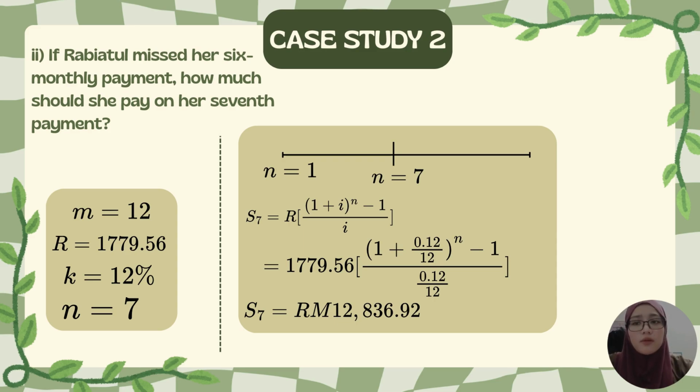For the formula, I will be using S equals R open square bracket 1 plus i close bracket raised to the power of n minus 1 divided by i close square bracket. So, we're just going to replace the information we classified into our formula and proceed with our calculation to get our answer. So, the final answer is 12,836 ringgit and 92 cents.